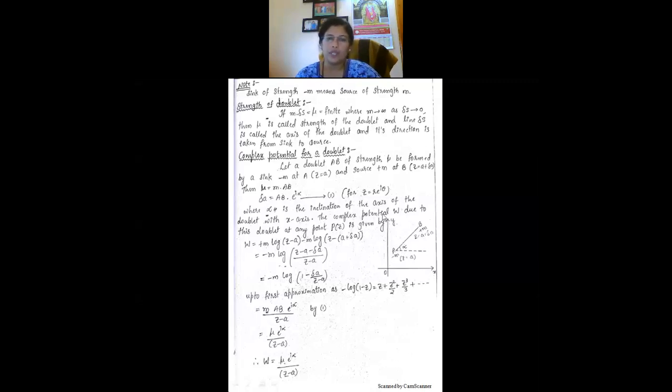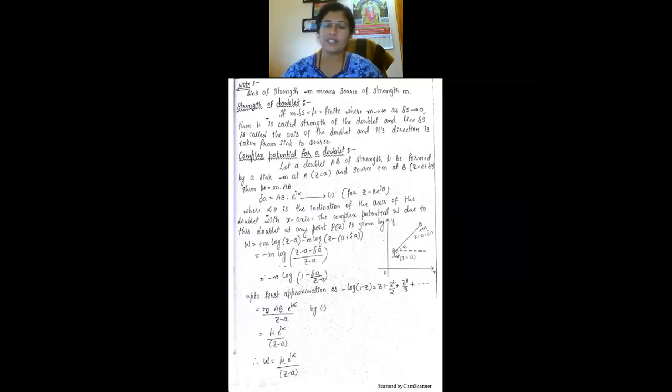Now, the complex potential, which is indicated by W, due to this doublet at any point P of Z, or at any point in this plane, if you take a P of Z at any point, in that case, you can calculate the complex potential for this doublet. As I told, a doublet is nothing but a combination of a source as well as a sink. So you have to write the complex potential for a source as well as the complex potential for a sink. Now we are moving from the direction sink to source. So first you have to write the complex potential for a sink.